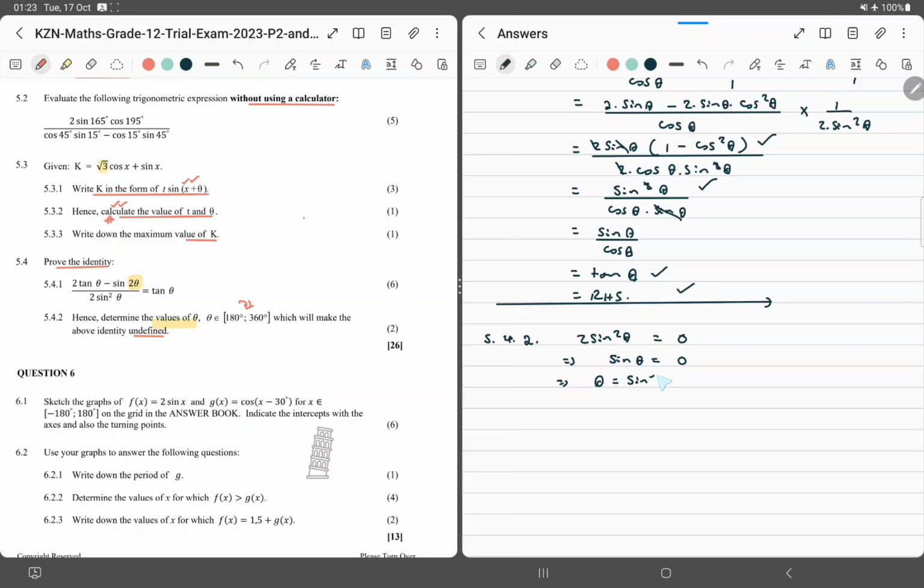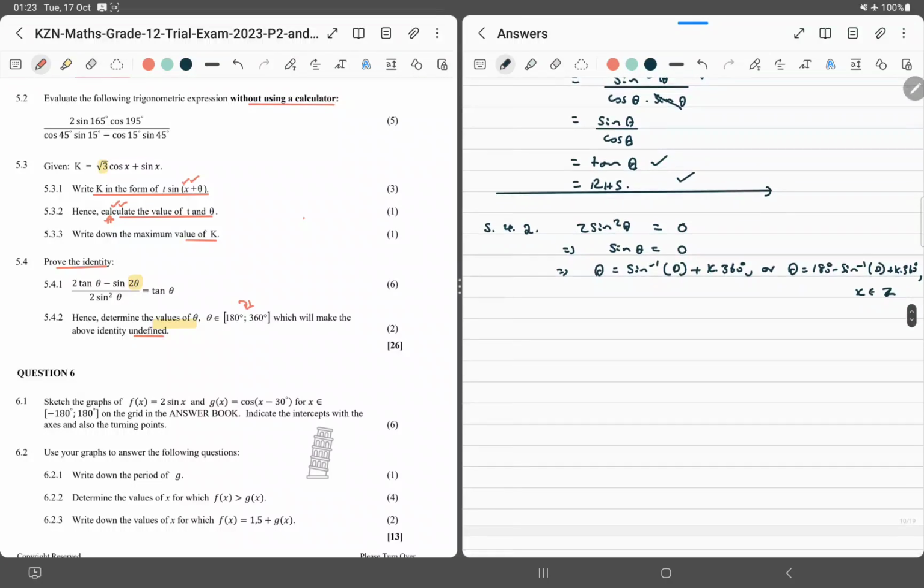Which implies now that theta is going to be shift sine of 0 plus k times 360 degrees, or theta is going to be equal to 180 degrees minus shift sine 0 plus k times 360 degrees, where k is an element of integers. So I always employ my general solutions here to sort me out. So this implies that theta is going to be shift sine of 0, which is basically 0, plus k times 360 degrees, or this one is going to be essentially theta is 180 minus 0, which is just 180 degrees, plus k times 360 degrees.